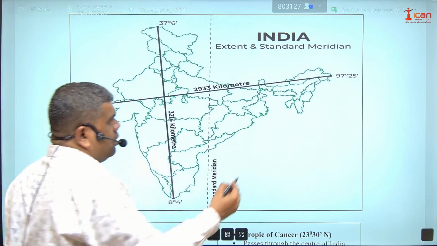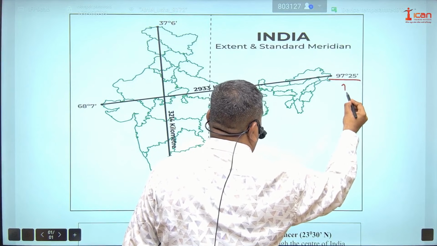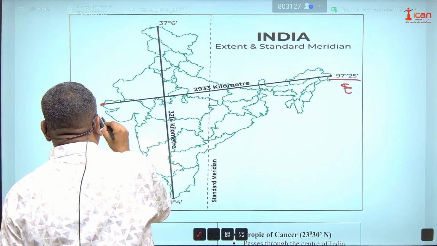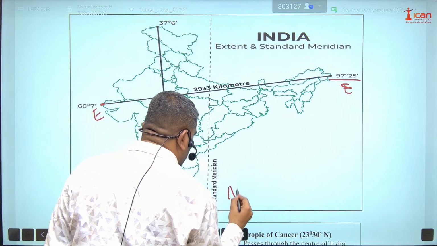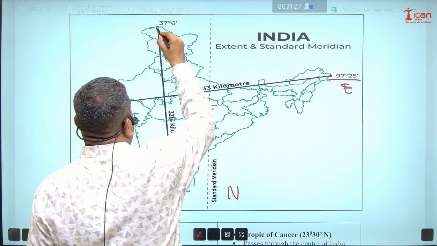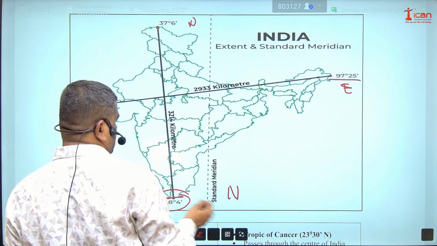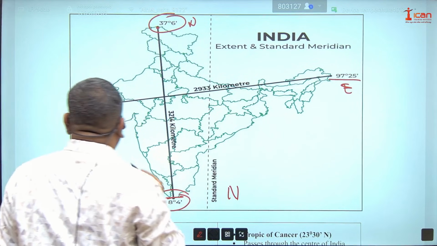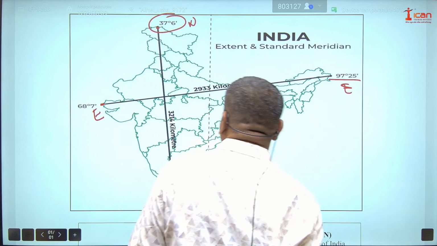Here from this point it is 97 degree 25 minutes, right? This is east, and 68 degree 7 minutes, this is east, right? This is north. So we are in the northern and the eastern part of the hemisphere. This is again north. So 8 degree 4 minutes north, 37.6 degree east, that is the one point, and here we have 68.7, 97.25, all this is east, right?